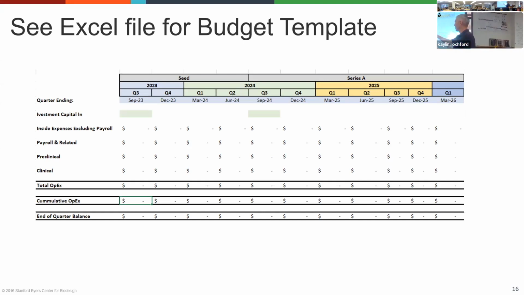You can see it's laid out by quarter and also has funding rounds at the top, so you can see what's covered under seed and Series A. And it's a little bit different timeline from what I showed in the timeline before. So you can see just the high level categories, things like inside expenses, payroll, preclinical, clinical, and that adds up to your total operating expenses.